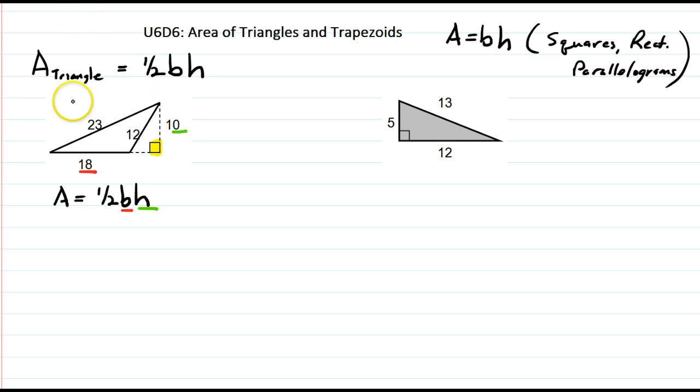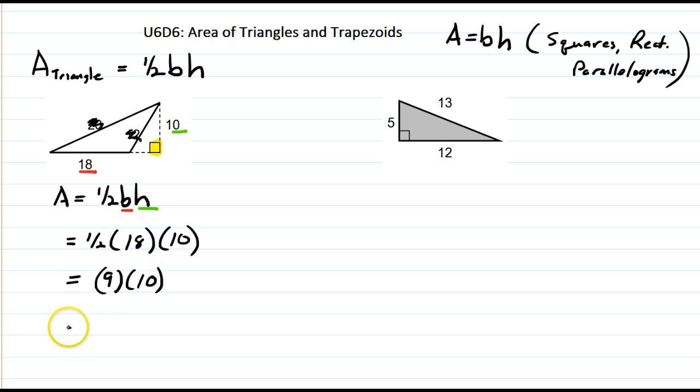So I don't need these extra two numbers, the 23 and the 12. I would need those if I was finding the perimeter, but I don't need them for the area. So it's just going to be 1/2 of 18. That's my base, and my height is 10. So we just take half of one number, so half of 18 is 9. And then 9 times 10 gives us 90. So the area of the triangle is 90 units squared.